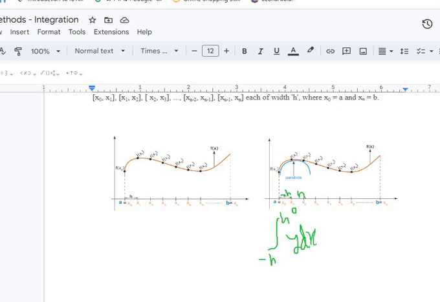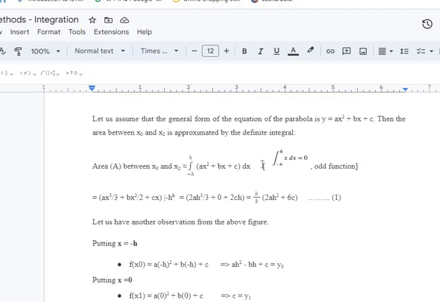So what is y dx? y dx is given as ax square plus bx plus c. So you are integrating over this. Now when you are integrating this one, you have ax square and bx. But obviously, this particular factor will always be equal to 0 as the function is a constant.